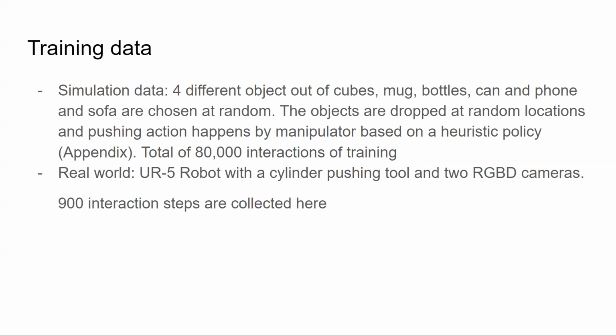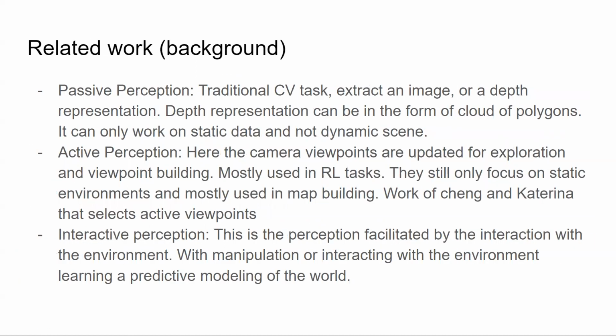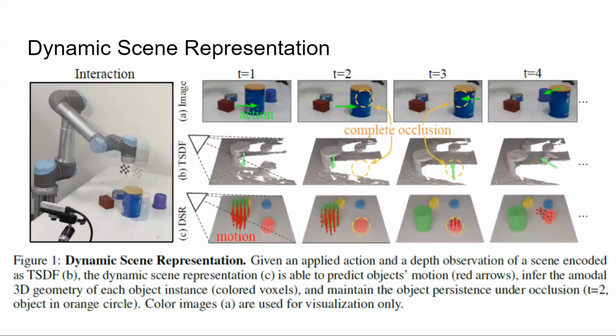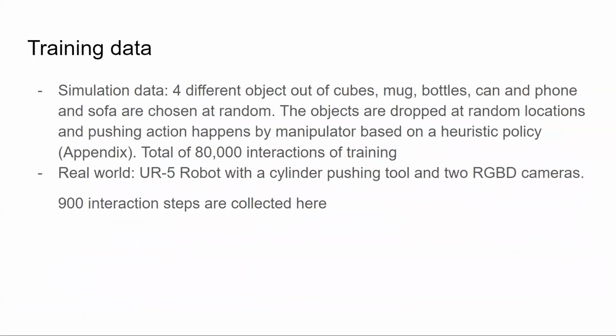The way they have created the training data is not very clearly written out. In the scenes that they create, they choose 4 objects of different classes. In the paper, 4 different objects out of multiple sizes of cubes, multiple sizes of mugs, bottles, can, phone, and sofa can be chosen at random. I'm not clear whether they choose one instance of each object or multiple instances of the same object, because in the images they have put in the paper, they're not choosing multiple instances in the same class.